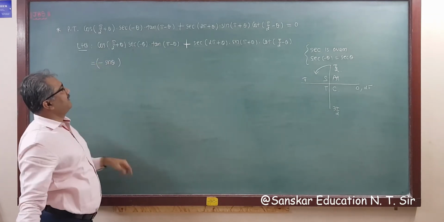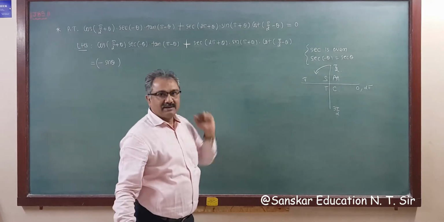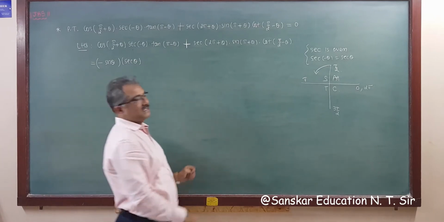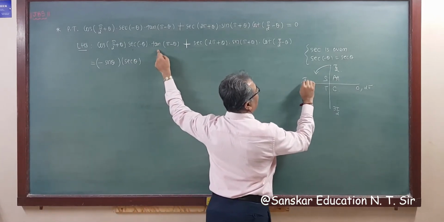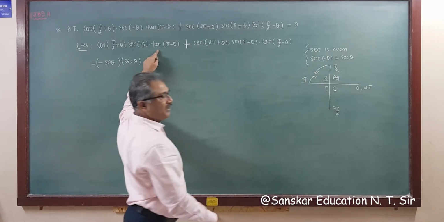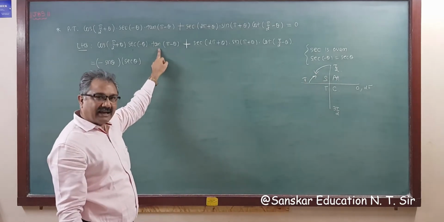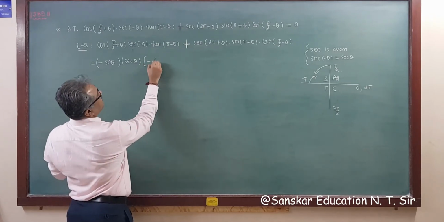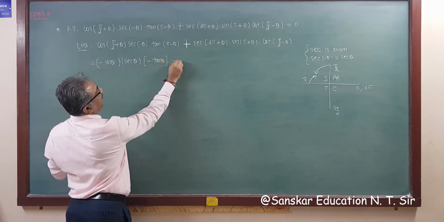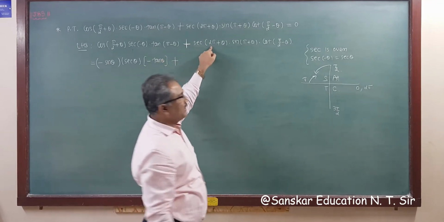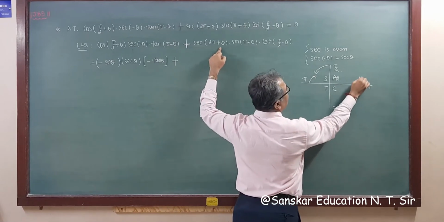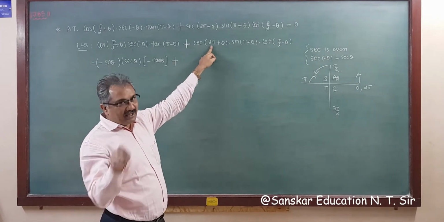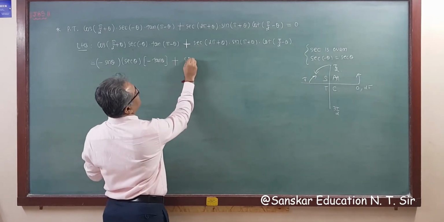So cos(pi/2 + theta) is minus sin theta, and sec(-theta) is sec theta. Now tan(pi - theta): pi minus is again in the second quadrant, and in the second quadrant tan is negative. So negative, and no change. The answer is minus tan theta. Plus sec(2pi + theta): 2pi is here, plus means first quadrant. In the first quadrant, all are positive, and for a multiple of pi there is no change. So the answer is sec theta.